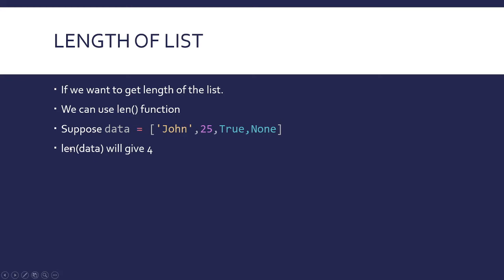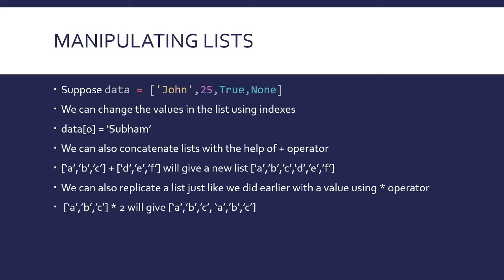If we just pass the list as a parameter to the len function, that will give the length of the list. Then we come to manipulating lists. We can change any value inside a list by using its index number.